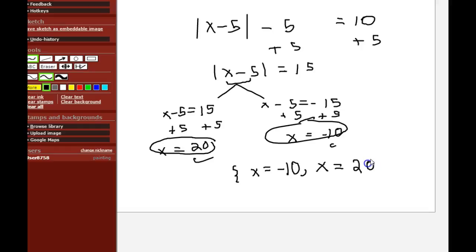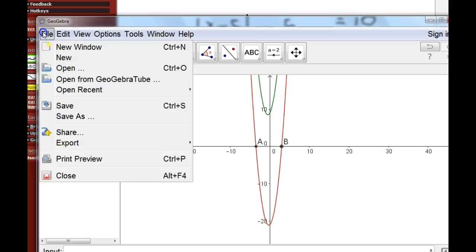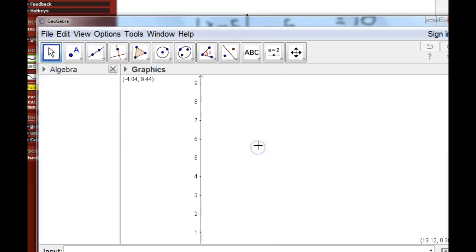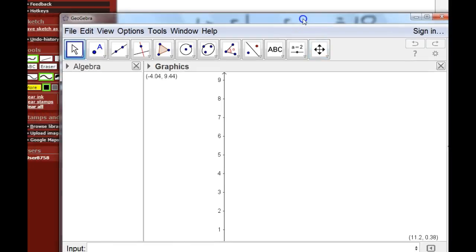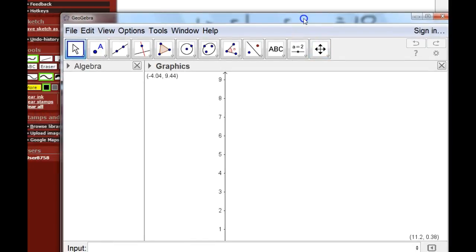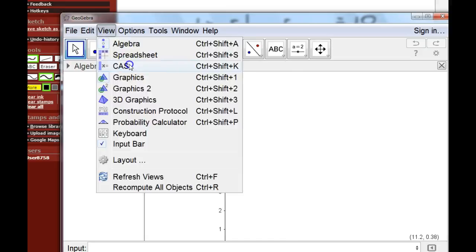I think I'm just so excited because I'm going to show you how to do this in GeoGebra. Let me open it up. I already have it open from my last video. So this is the downloaded version. I use the downloaded version whenever I'm going to use the CAS view. I'm going to go View, CAS.